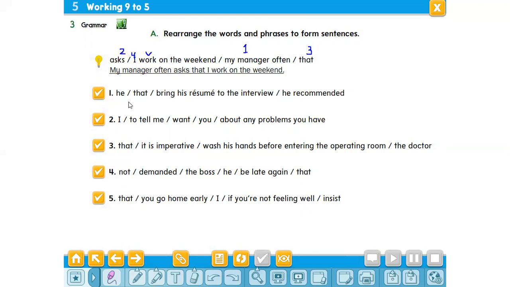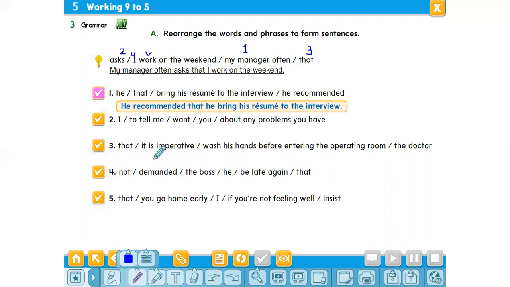Number 1, he that bring his resume to interview, here comment. Where is the first subject? Excellent. Here comment. We start with he recommended that he bring his resume to the interview. This is the subjunctive verb, that, subject, and the base form. Very good, my dear students.